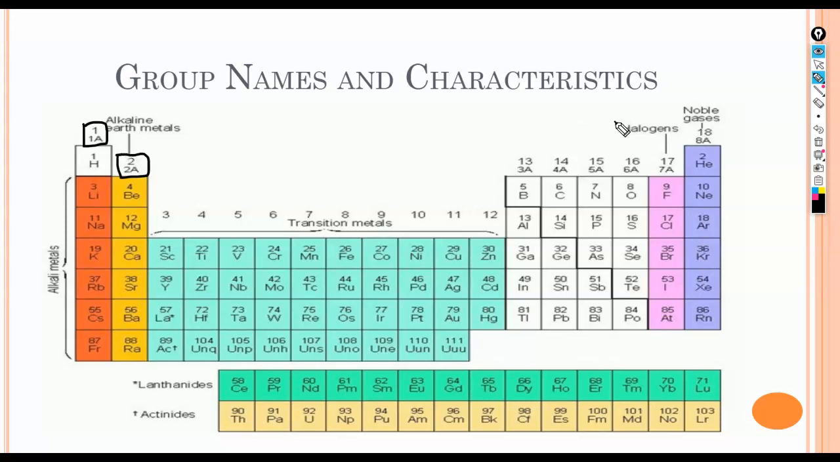Group 17 are called the halogens. Remember, those are the reactive nonmetals. And then group 18 are called the noble gases. Okay, and so those are the ones that you should be most familiar with from the periodic table. Okay, so go ahead and make sure that those are labeled on your periodic table before we move on.